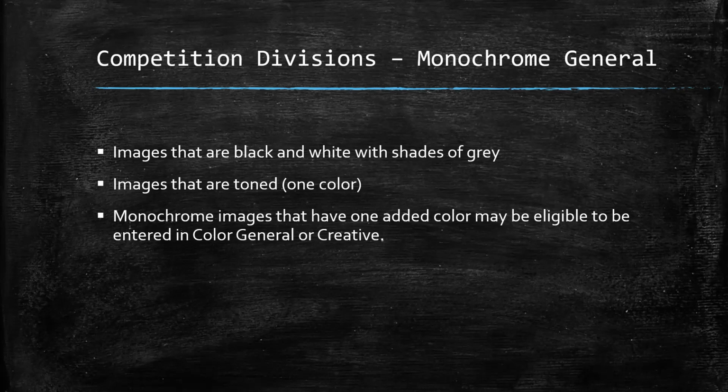Now, monochrome is the first one we're going to speak about, and it is an image that is either black and white with shades of gray, or it can be an image that is toned in one color. So if you have an image that is, like say, a pink rose, and every color on the image is in that pink tonality, that is an acceptable monochrome image. Images that have one color added would go into color general or creative. They would not go into monochrome. Monochrome has to be strictly the one color tone.